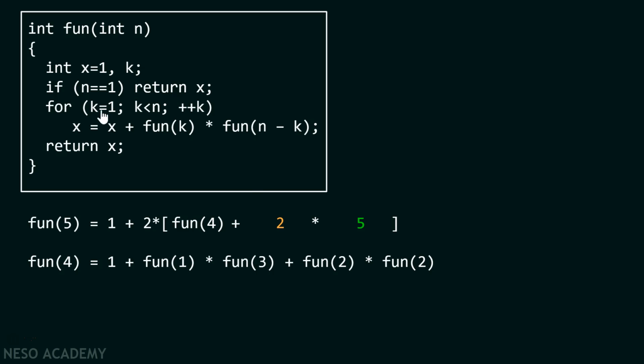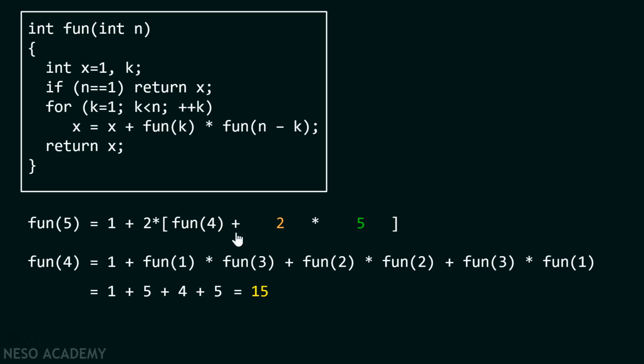And in the third iteration, k becomes 3. Therefore, this will be fun3 into fun1. So I can add this fun3 into fun1 to this whole statement. So this becomes 1 plus fun1 into fun3 plus fun2 into fun2 plus fun3 into fun1. I already know the value of fun3, fun2, and fun1. So I can replace all these functions with their values. So the new statement will be 1 plus 5 plus 4 plus 5, which is equal to 15, right?